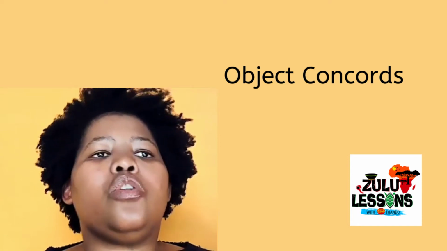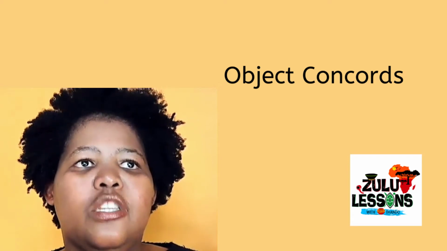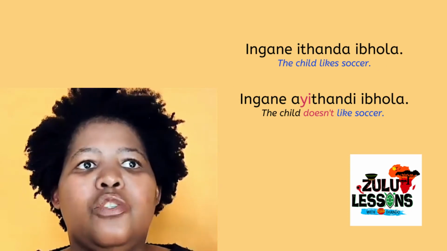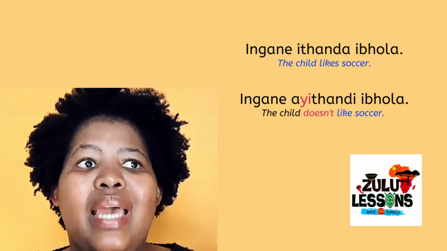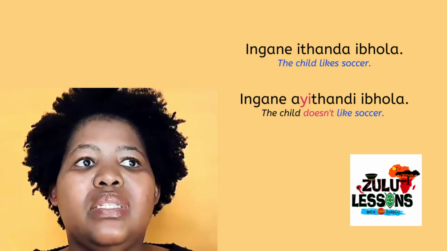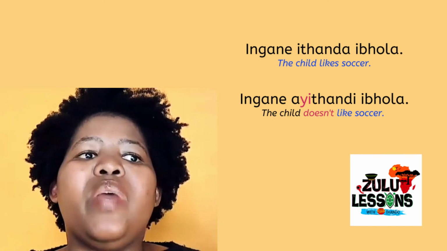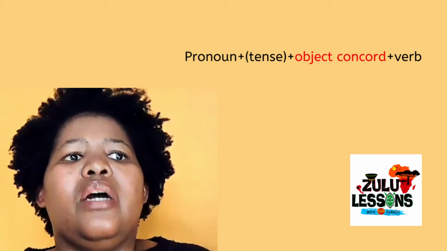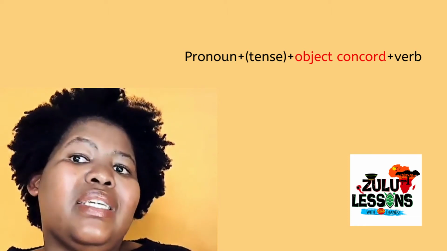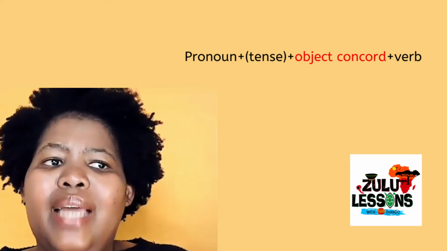An object concord represents the object in a sentence. In the previous sentence that we were talking about, ibhola, soccer or football, that is the object. The subject of the sentence was ingane, the child. So now we are saying the object concord represents the object itself in a sentence in the same way that a pronoun represents a noun.